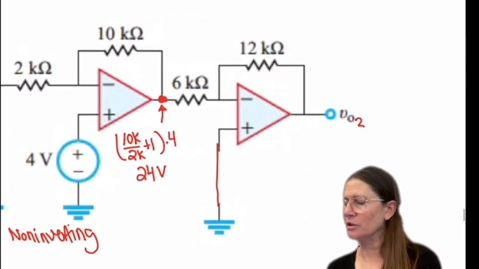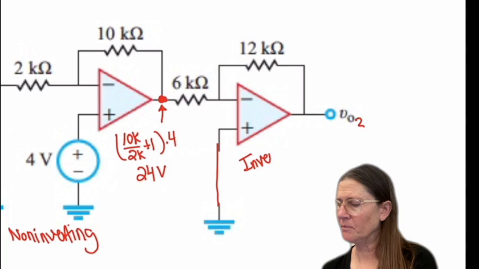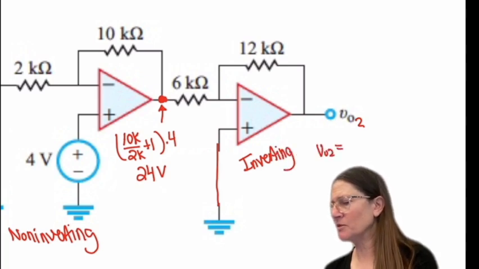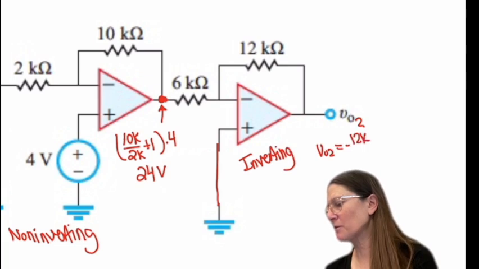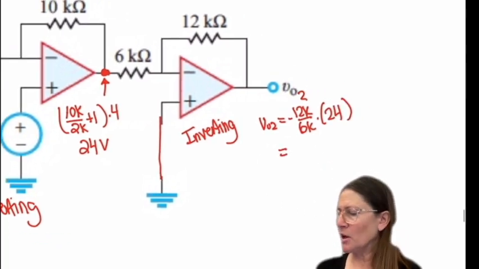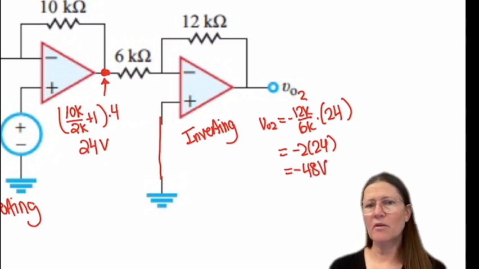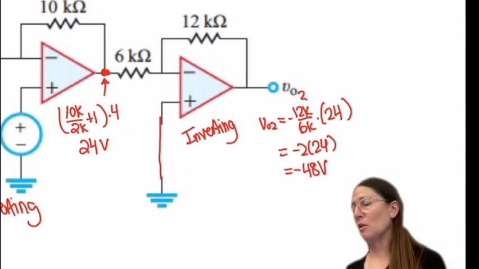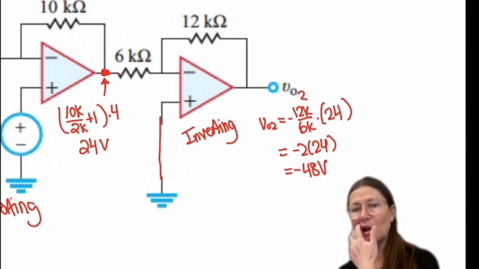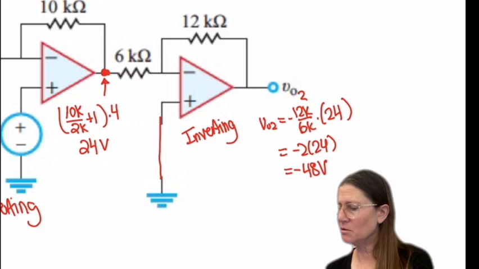And then that goes into an inverting. So the output here becomes -12K over 6K times this as the input, which is 24. So this now becomes a -2 times 24, which is -48. So this would be the second part of your answer, and then the last part is this configuration.